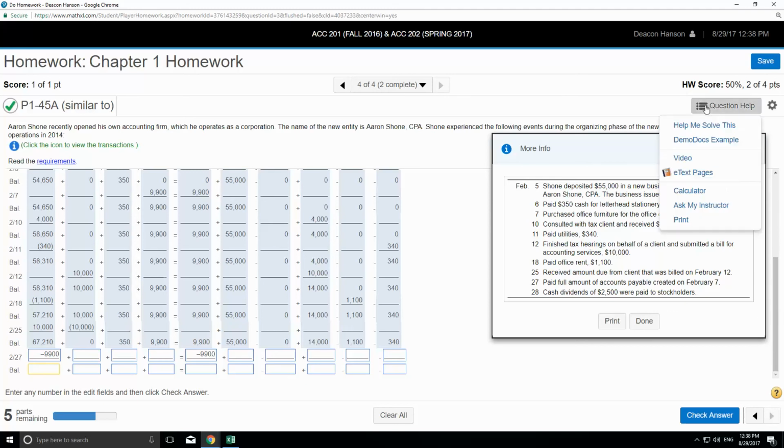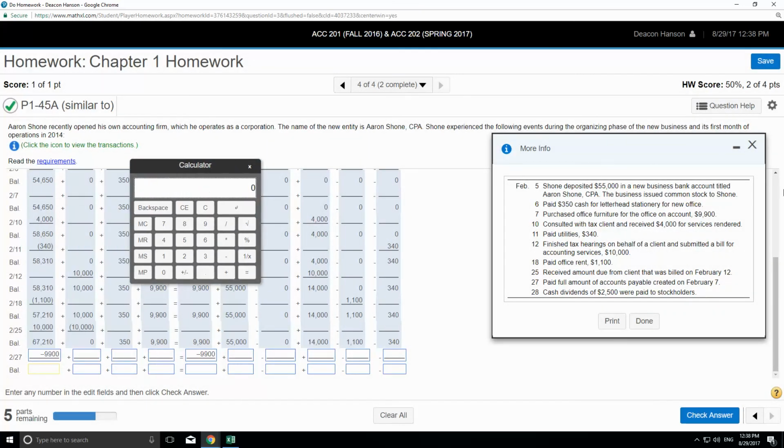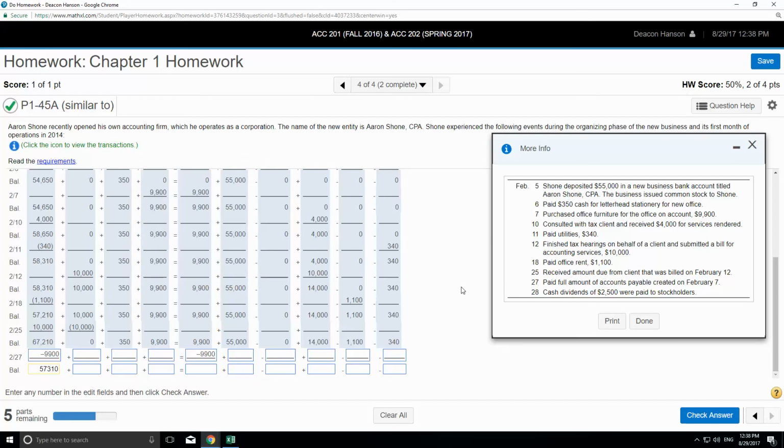Who is a mental math person? You've got a little calculator here too. You can pull that up at any time and go 67,210 minus 99, and then I'll show you a little trick. Once you get that number, you can put your cursor where you want it to be and click this little backwards L-shaped arrow, and it puts the number in there. So you can use that.